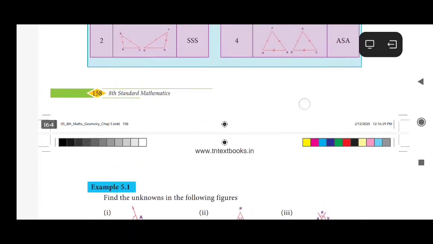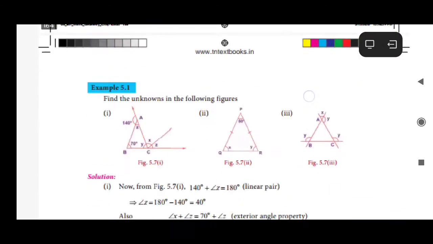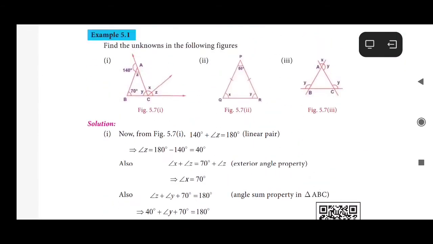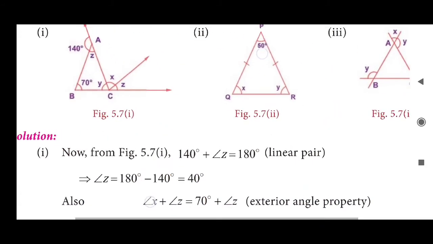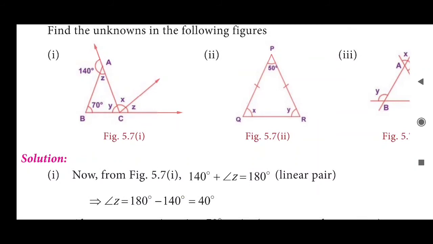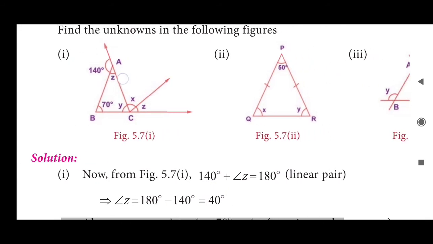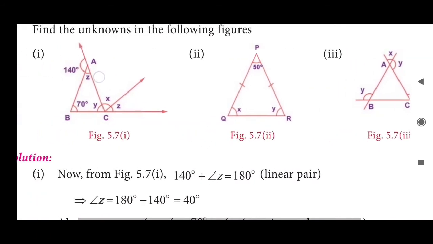Now you can see the example sum. The first sum we'll see: find the unknowns in the following figure. Here we're going to find the unknowns. Understand? Now from figure 5.7, 140 degree plus z equals 180 degree. So this line is what? A straight angle having 180 degree.